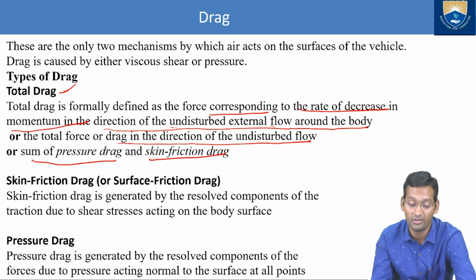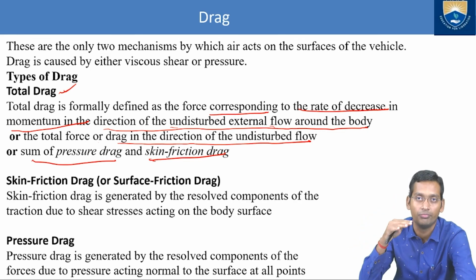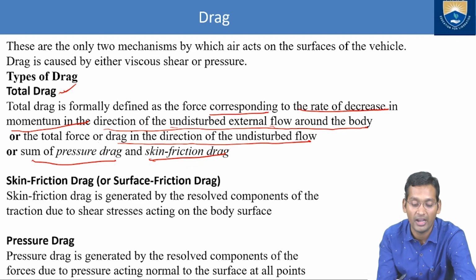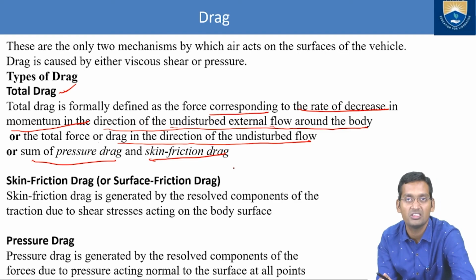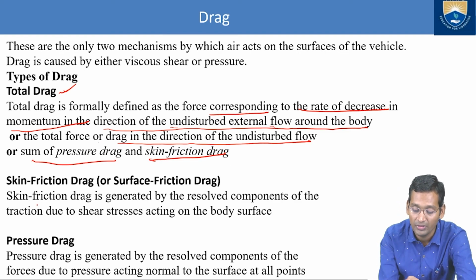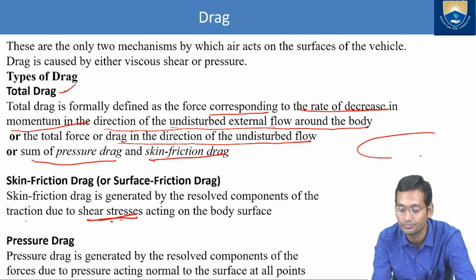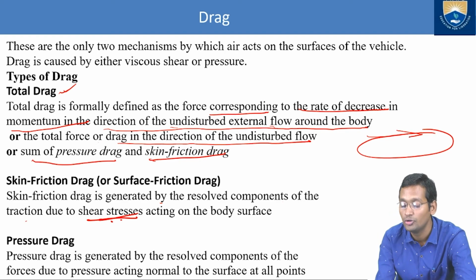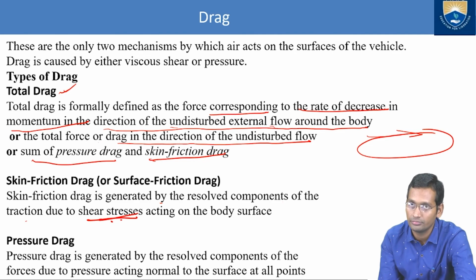Now, what is skin friction drag? Once air flows over the surface of the wing, that also produces drag. Whatever drag is produced because of the skin of the aircraft is called skin friction drag. A skin friction drag is generated by the resolved component of the traction due to shear stress acting on the surface of the body, along the surface. So how much drag is produced on the surface because of the air is called the skin friction drag.